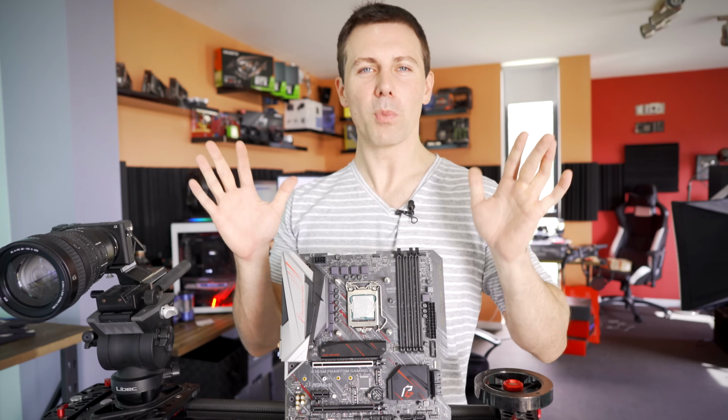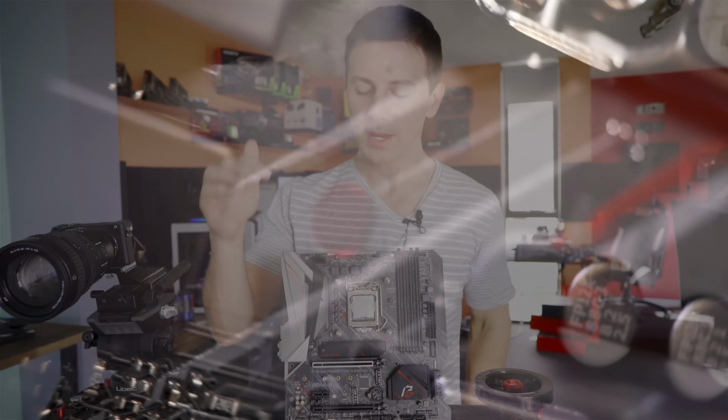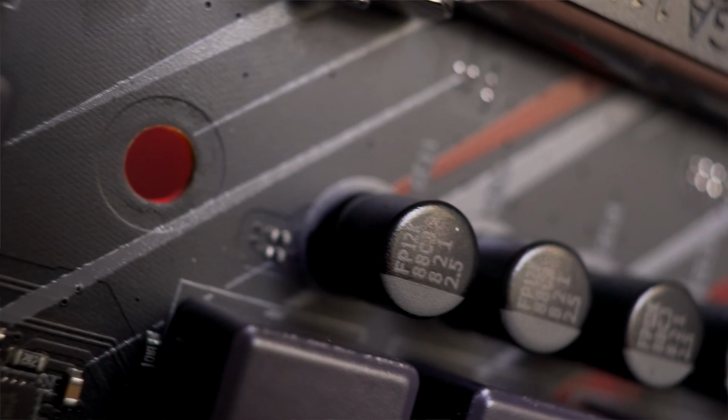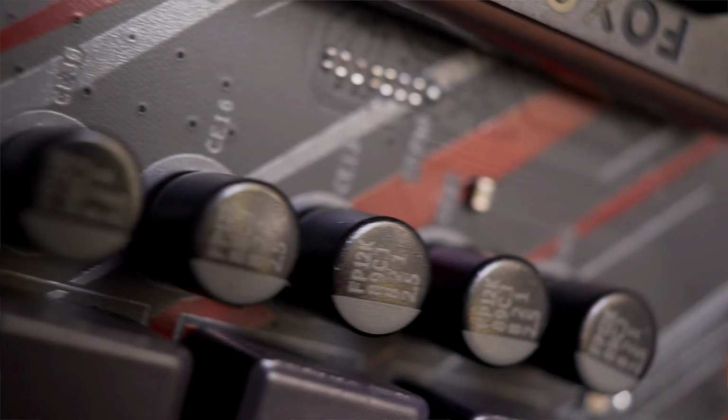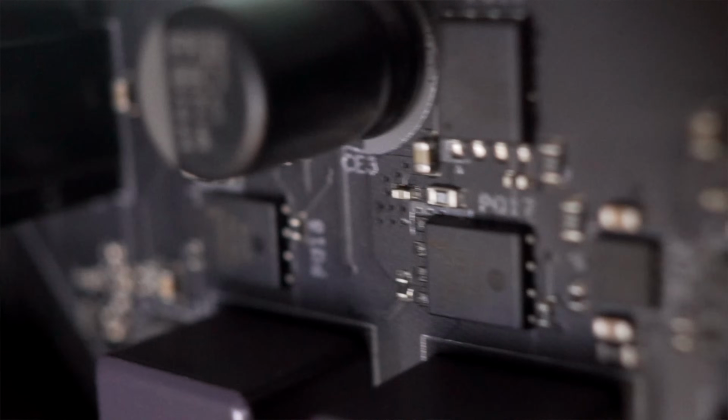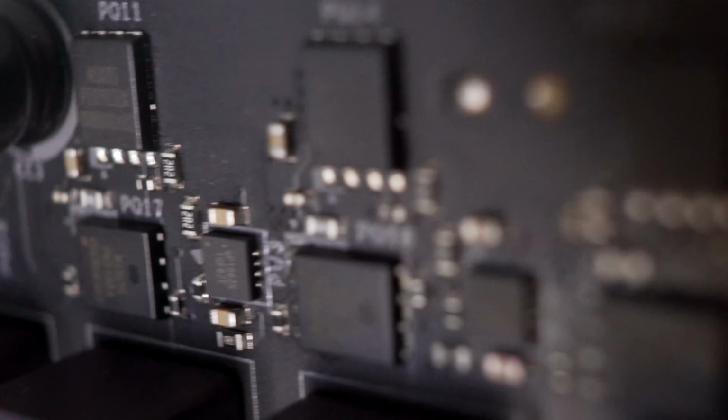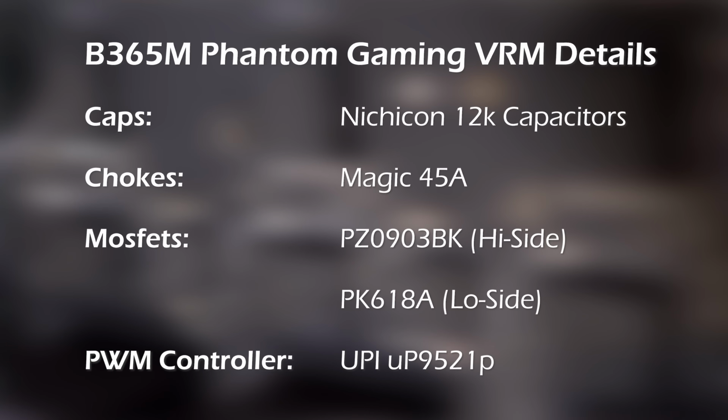So running through this motherboard's physical attributes, we have what ASRock claims is a 10-phase VRM, which I'm guessing is 6 + 2 + 1 + 1, with 6 phases being dedicated towards the CPU. Now for the chokes, they're using magic 45 amp chokes. Then for the caps, we've got 12K Nichicon caps. And then for the MOSFETs, so high side first, we've got the PZ0903BK. And then for the low side, we've got the PK618A.